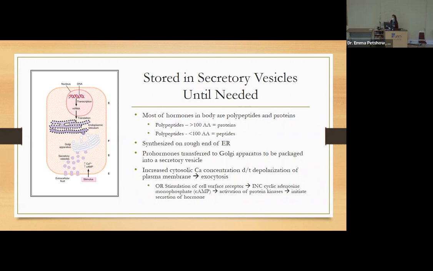Or most commonly, you'll have stimulation of a surface cell receptor, which is going to throw us down the secondary messenger system of cAMP, our cyclic adenosine monophosphate, activation of protein kinases, and then the hormone is released. We're going to look at that a little bit deeper.